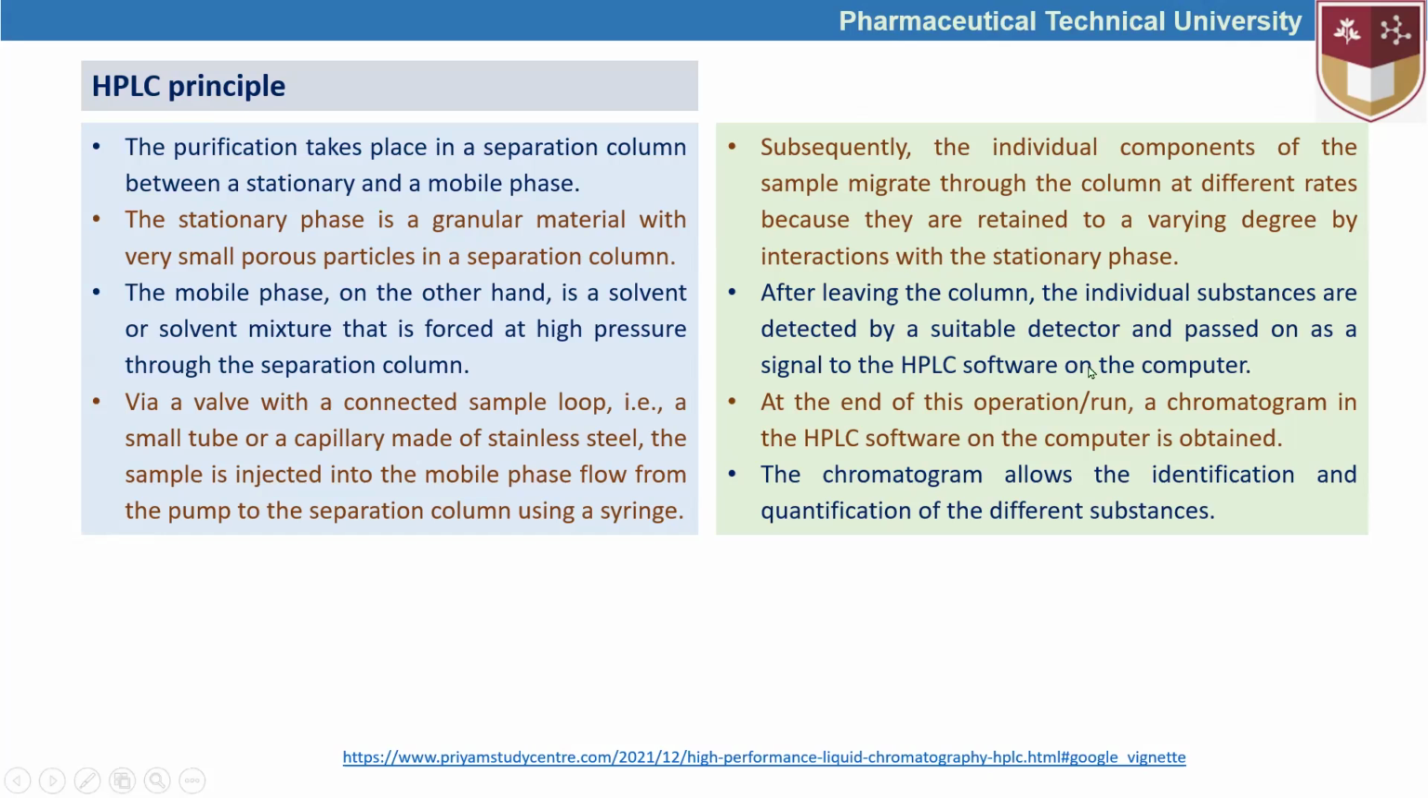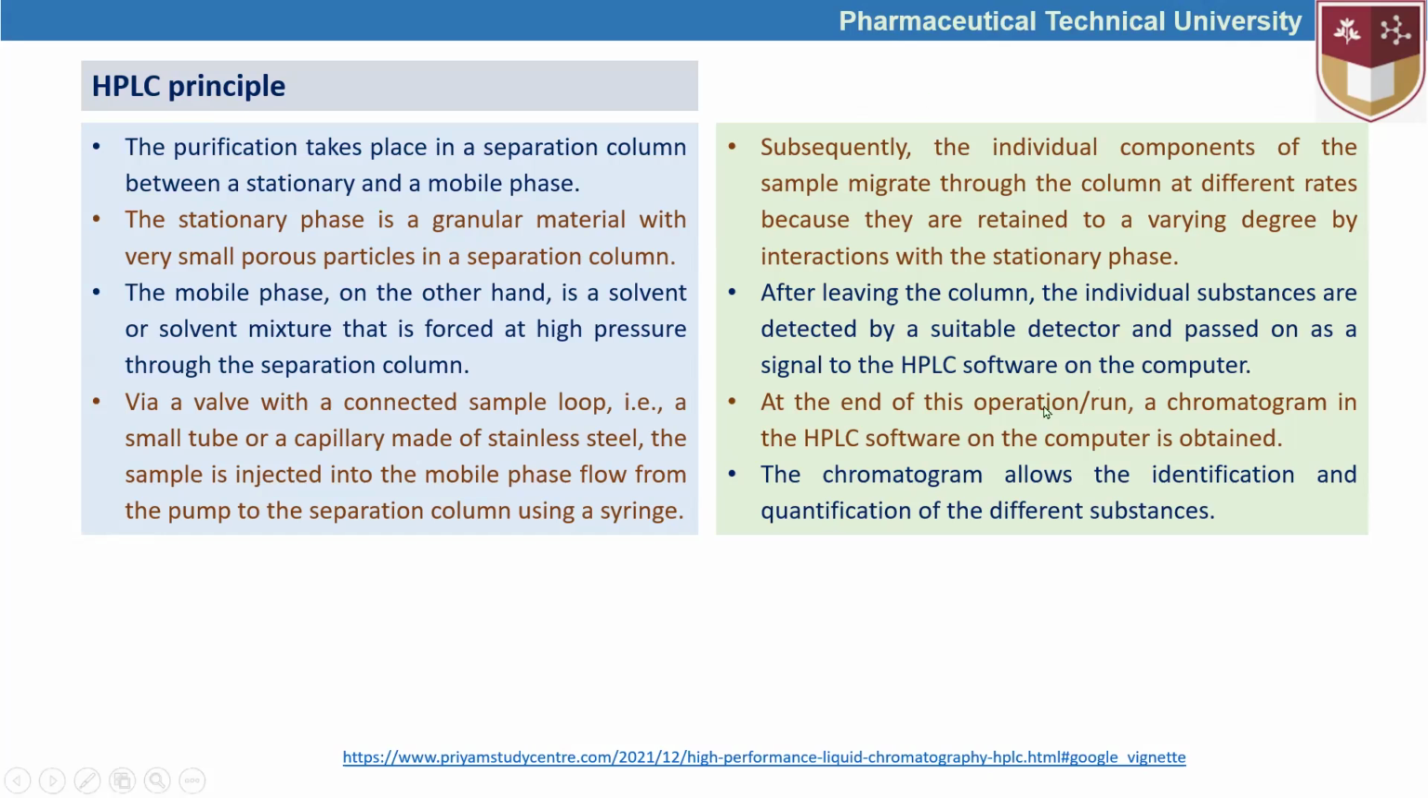After leaving the column, the individual compounds are detected by a suitable detector and passed on as a signal to the HPLC software on the computer. We are going to talk about the types of detectors. HPLC are equipped with different detectors such as UV-Vis detector or diode array detectors, fluorescence detectors, or HPLC can be integrated to mass spectrometers. Mass spectrometrically, some compounds can be identified as well.